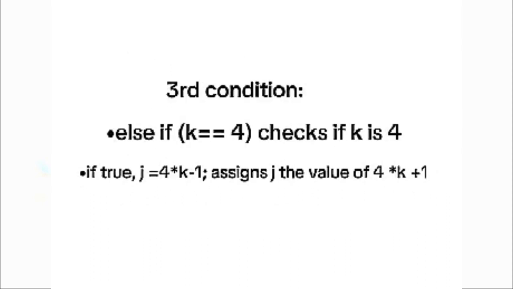The third condition is else if. It checks if key is 4. If true, g is assigned the value of 4 times key minus 1. For example, if key is 4, then g will be 4 times 4 minus 1, which equals 15.